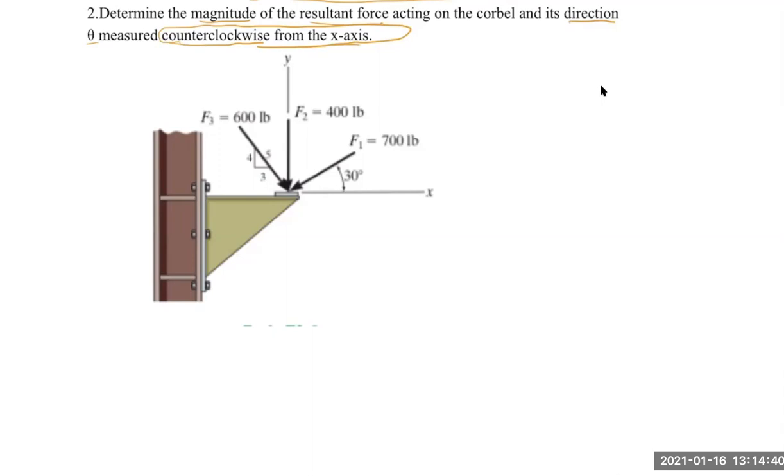If we are asked to find the magnitude of the resultant force, the first thing we have to do is break each of these forces into their x and y components. So first, let's begin to break down F1 into its x and y components. So here's F1. If we construct a triangle, this will be 30 degrees, and we know that this is 90 degrees, and then this must be 60 degrees. 700 pound force.